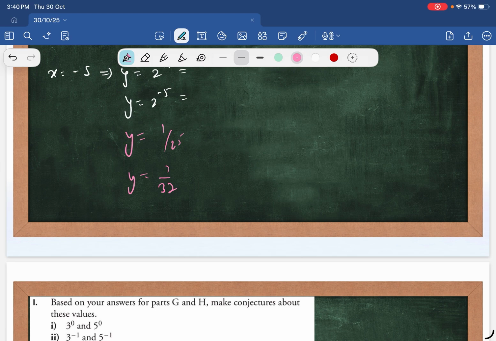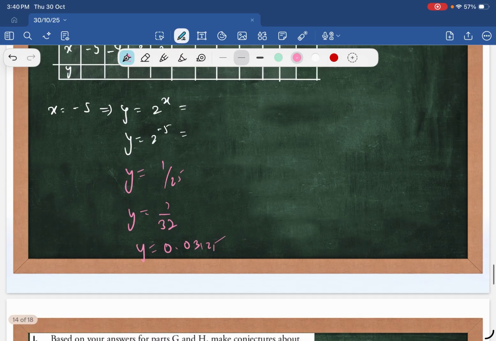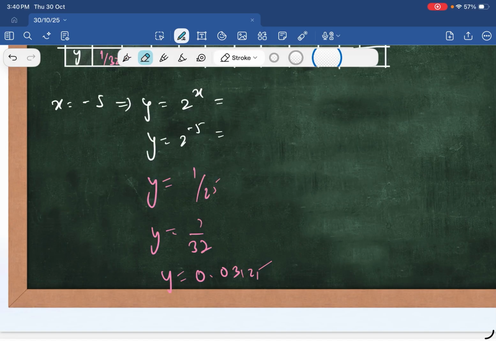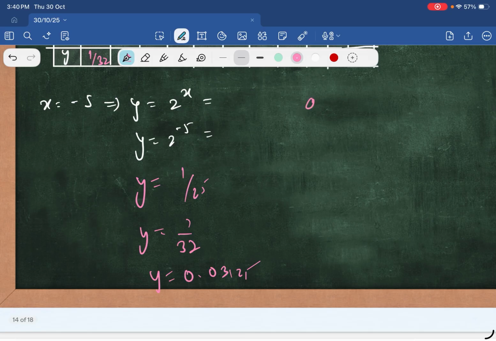Okay, so in fraction I am writing this value as a fraction, 0.03125. Here I am writing 1 over 32, here 1 over 16, here 1 over 8, here 1 over 4. If we have any value a which has the power 0, then we always get 1. How?